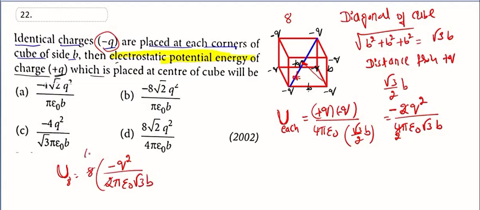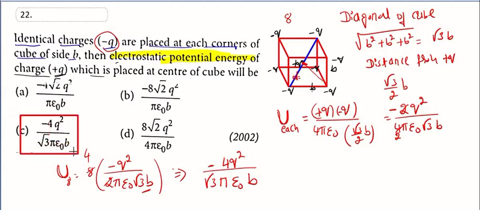So how much answer do we get? So that is, 2 and 4 cancel, and we get minus 4q square divided by √3 pi epsilon naught b. So which is the right answer? Minus 4q square over √3 pi epsilon naught b. That is option C, the right answer. Okay, so option C is the right answer for question 22.